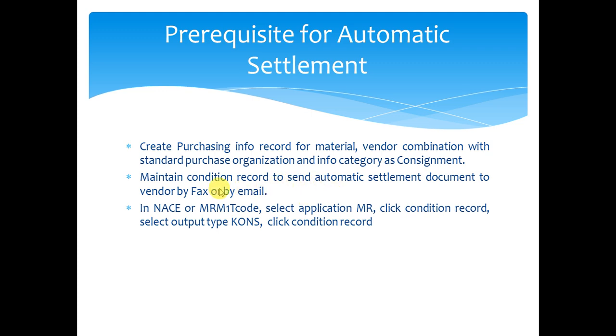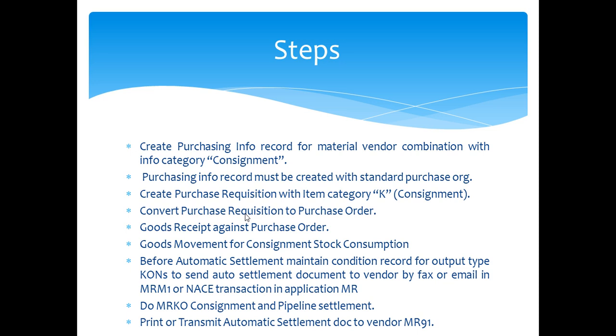Then we need to maintain a condition record for output KONS to send the automatic settlement document to the vendor by fax or by email. And you can use the NACE transaction or the MRM1 transaction to maintain the condition record. So these are all the steps which you need to perform during the consignment process. So this is all about the vendor consignment process.